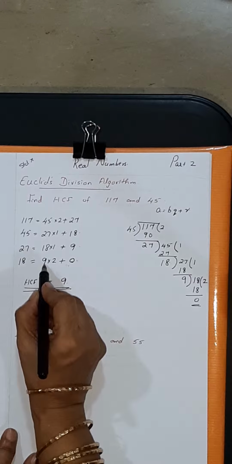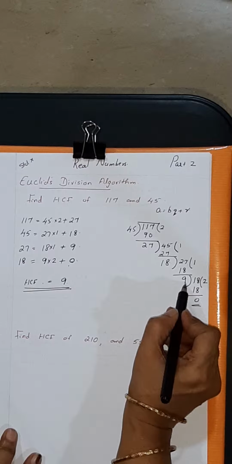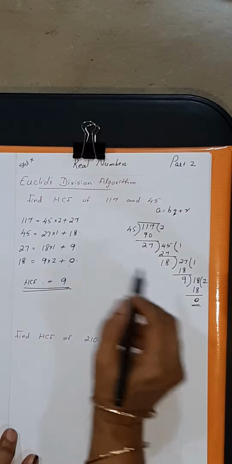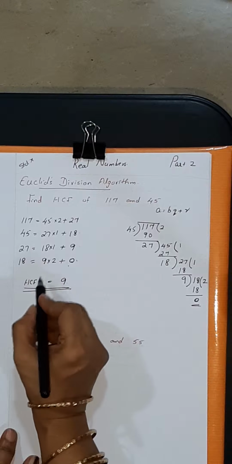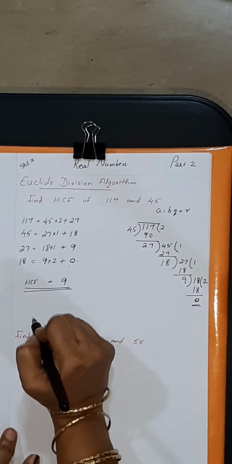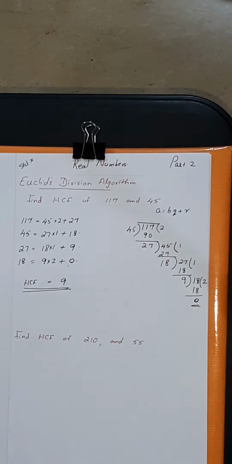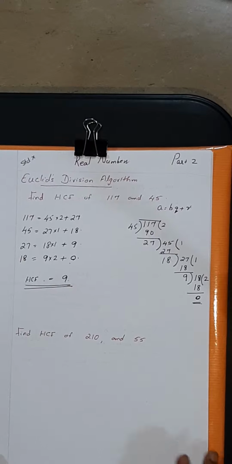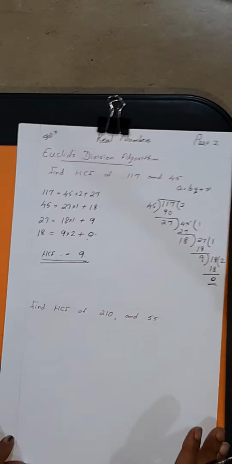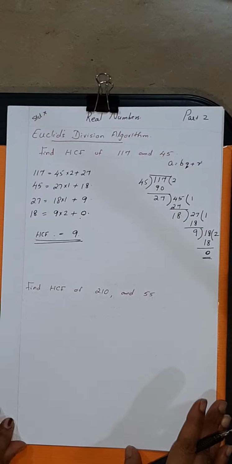So here you are dividing 18 by 9 and you are getting 0. So 9 is the factor. So the highest common factor HCF will be 9. So this is a method to find the HCF of any two numbers. We will do one more problem so that you become familiar with this method.